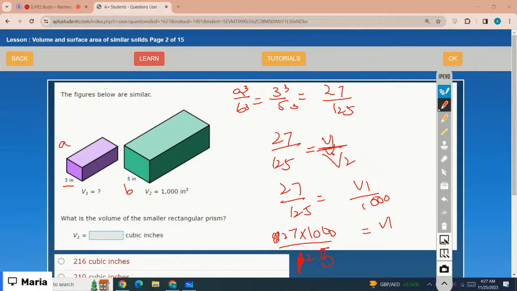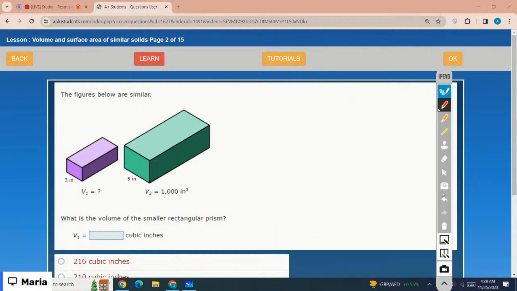That is 27,000 divided by 125. The correct option is 216 cubic inches. Option number 1 is the correct option.